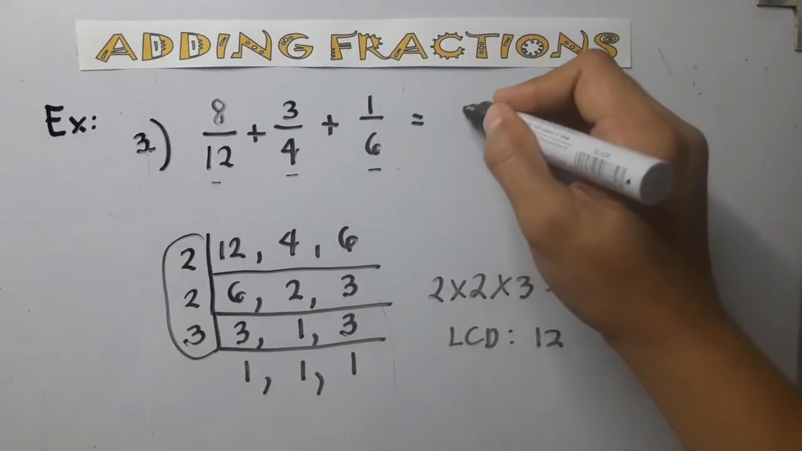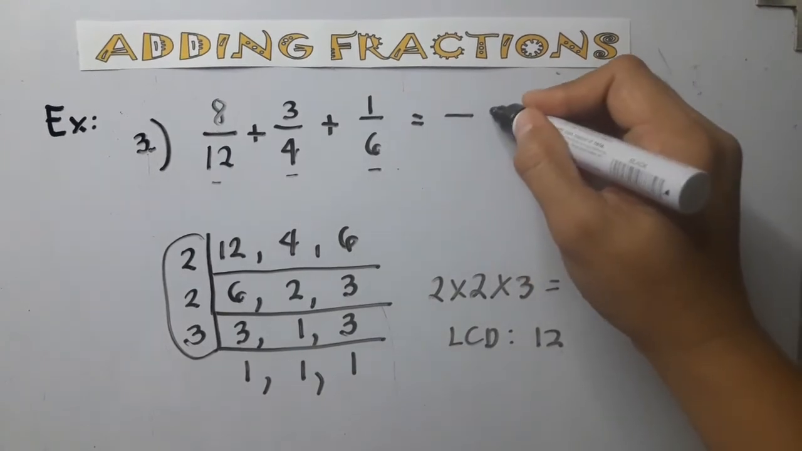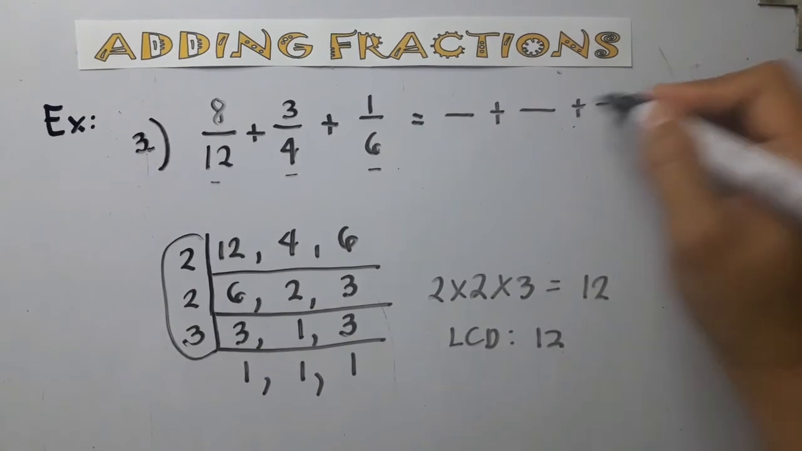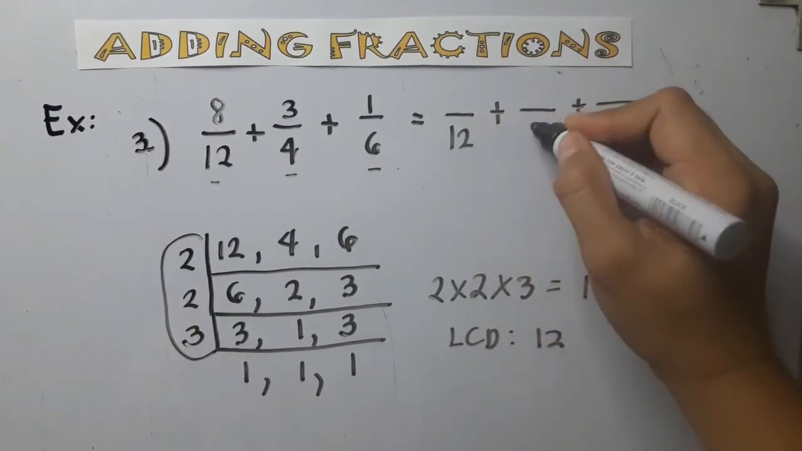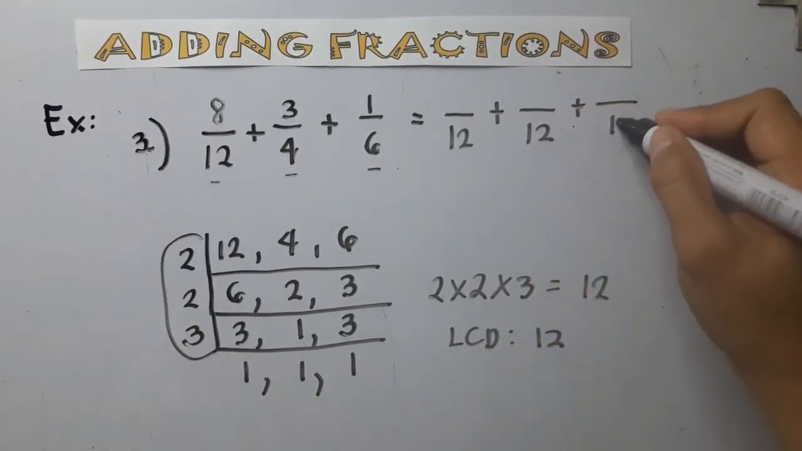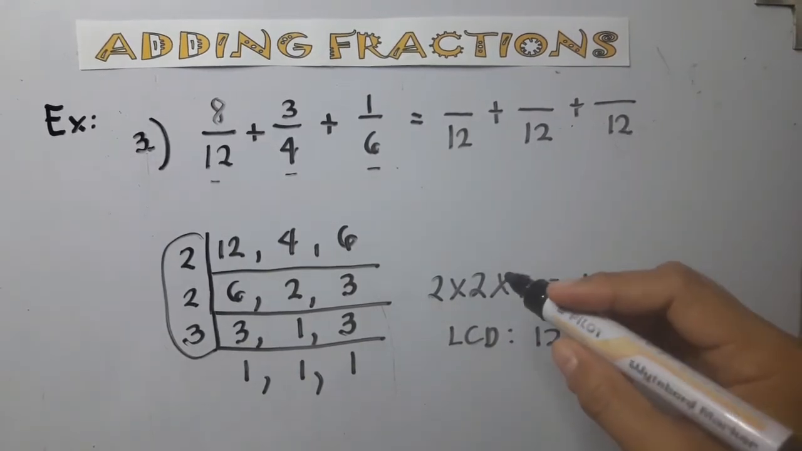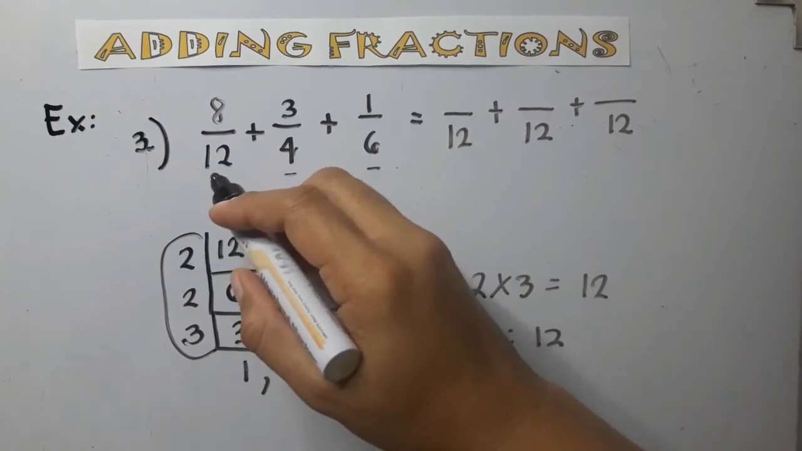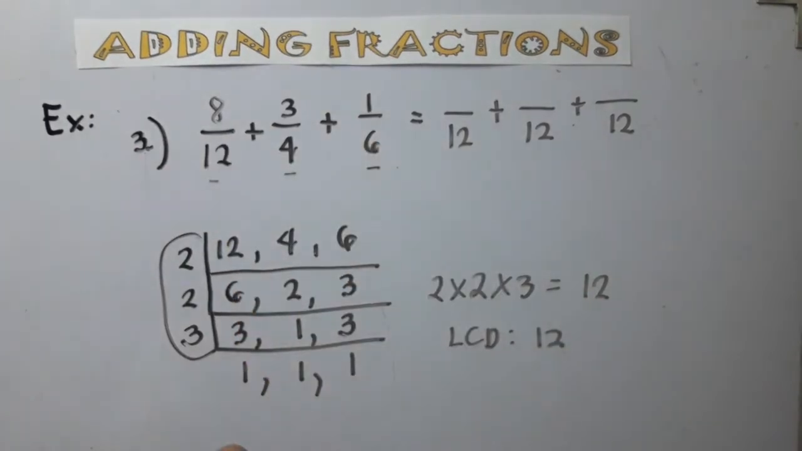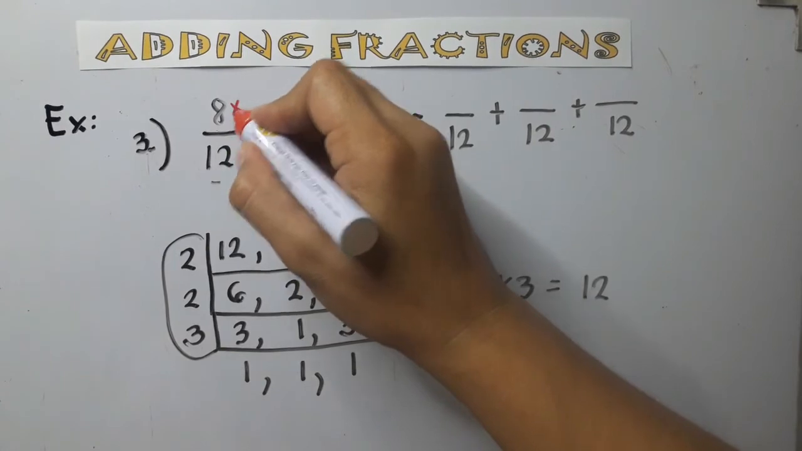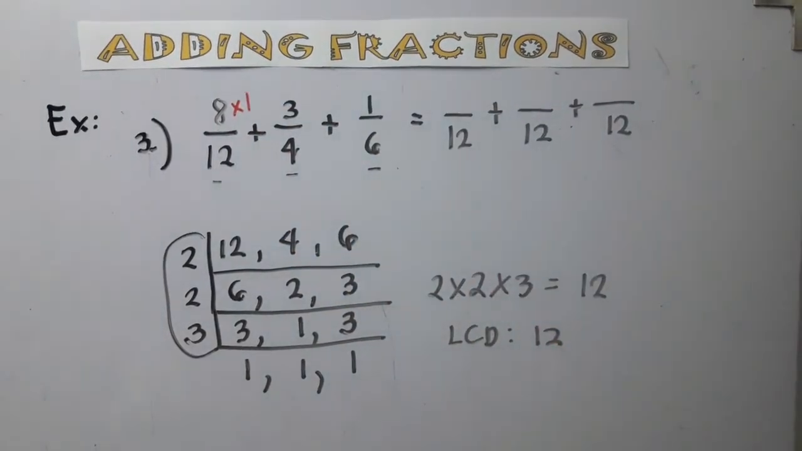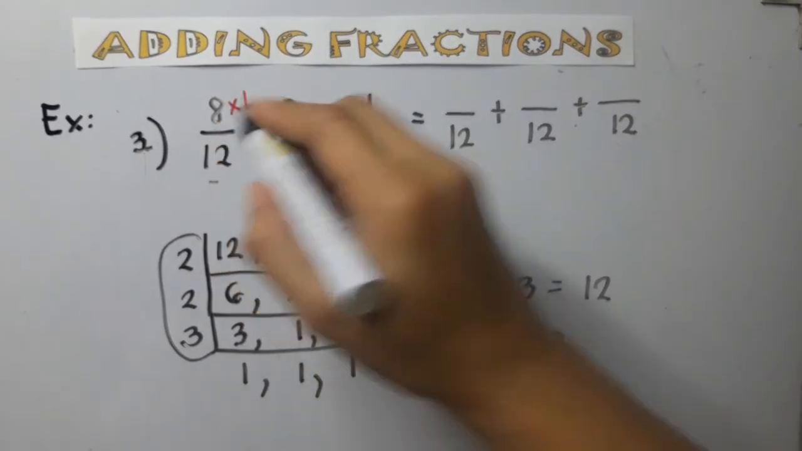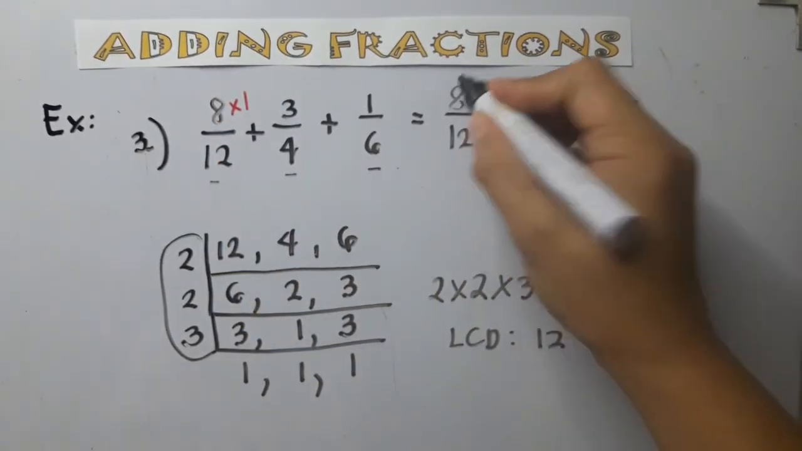So we're now going to write the LCD here. That is 12. So what would be our next step? We have 12 divided by 12 is 1. So we're just going to multiply this one by 1. So that is times 1. So again, 12 divided by 12 is 1, times 8, that is 8.